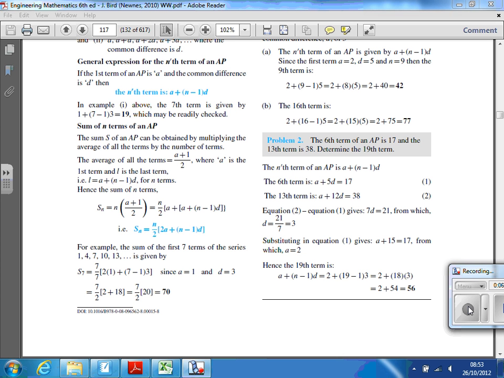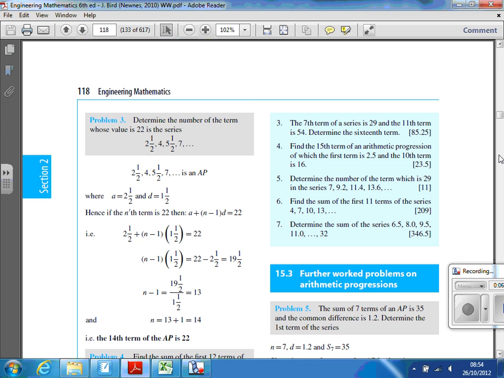This one's easy to do because a is the same in both. So we can just subtract equation 1 from equation 2 to get a value for d, and then we can find a. So we can use these little formulae to find, say, the nth term, plus what we know already, solving simultaneous equations, to find solutions to problems involving arithmetic progressions.